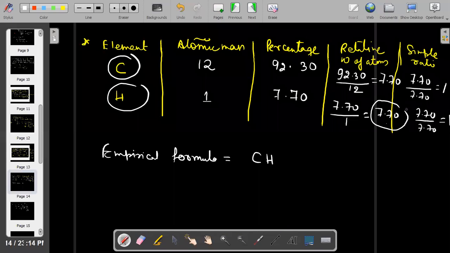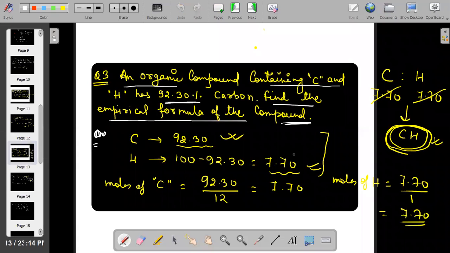But if it is the smallest number, the smallest number will be divided by the others. So the empirical formula in this case is CH. For each and every empirical formula question, you need to make this table, and if you are able to make this table, you can solve each and every question. You will solve all the questions, and this is the shortest trick.